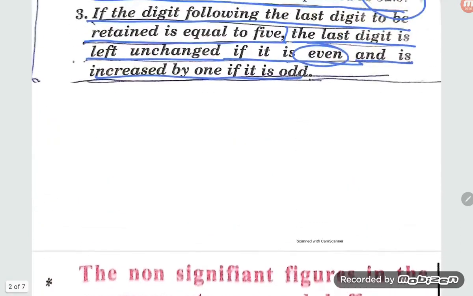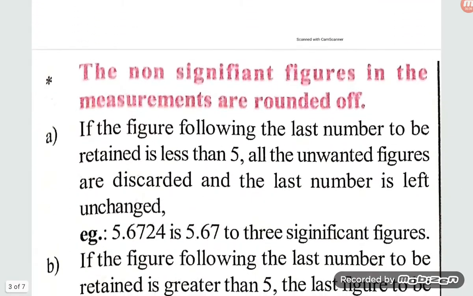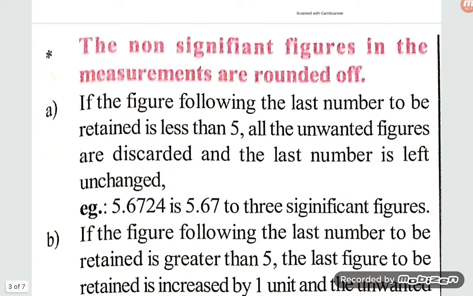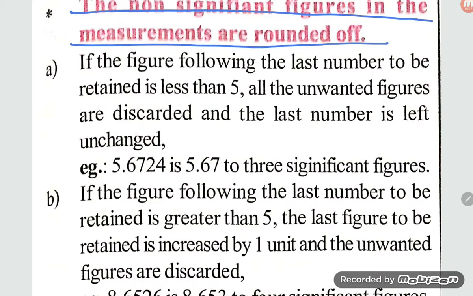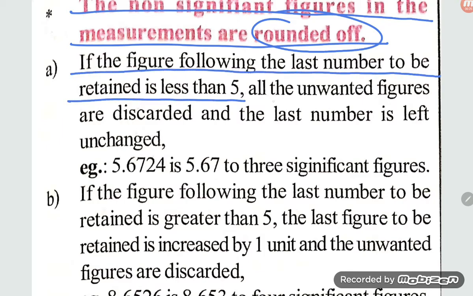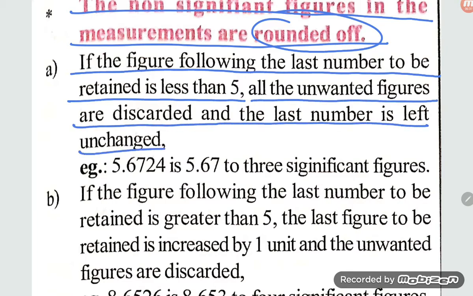There is no example, they did not give an example. We can take it from the Narayana Rao book. The non-significant figures in a measurement are rounded off. So those are non-significant, that we have to round off. First one: if the figure following the last number to be retained is less than 5, all the unwanted figures are discarded and the last number is left unchanged.